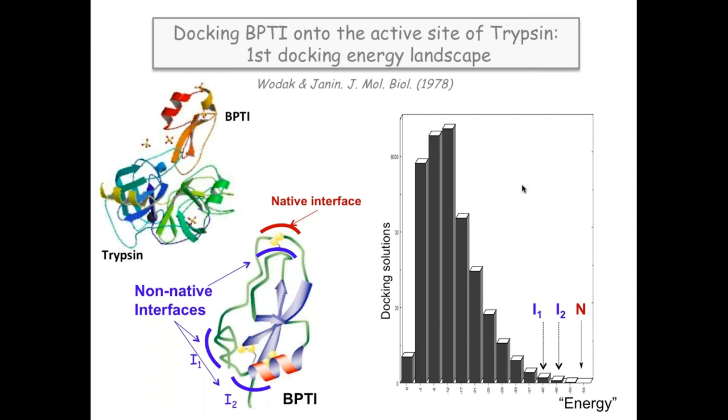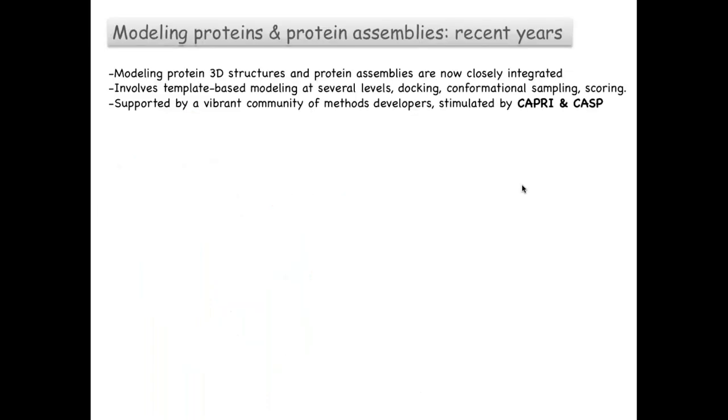So what you are seeing here on the bar graph is an energy landscape of the interaction, and that was the first time that such a landscape was produced. This was a long time ago, and for a while no one was interested in protein-protein interactions, but years later, things started to move again.